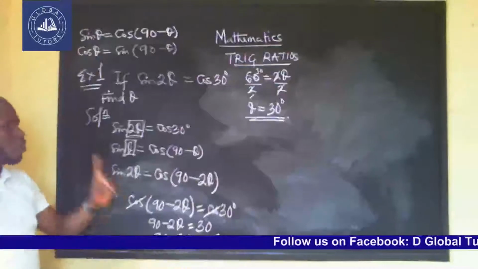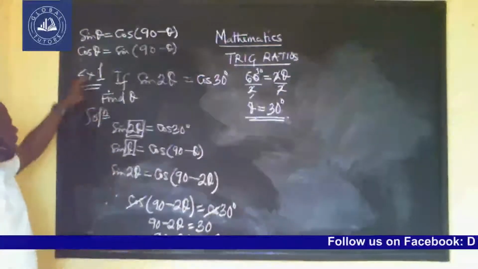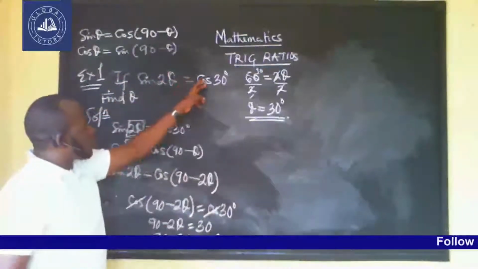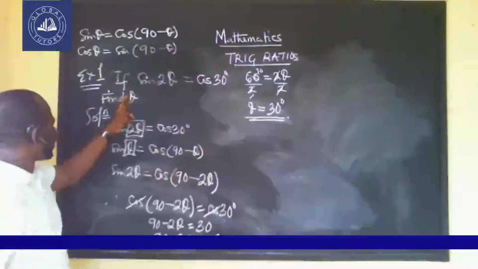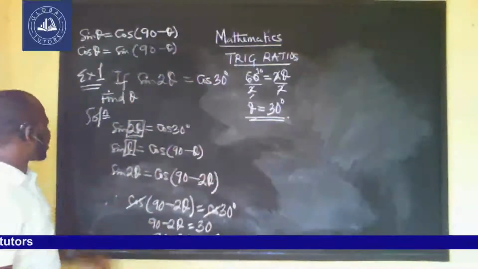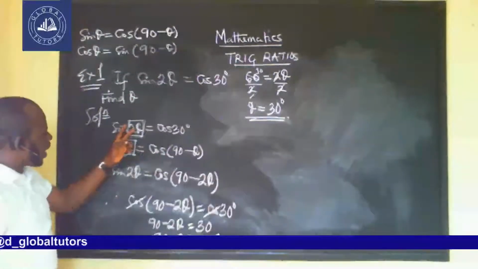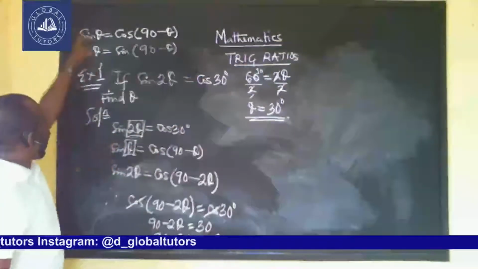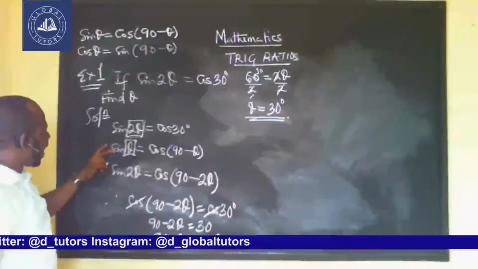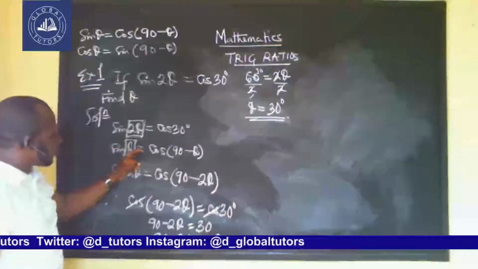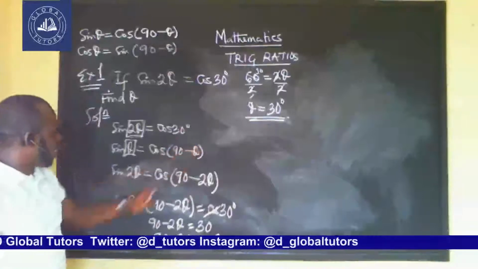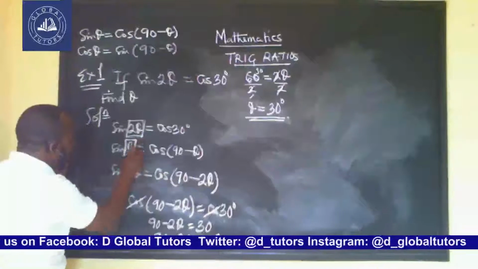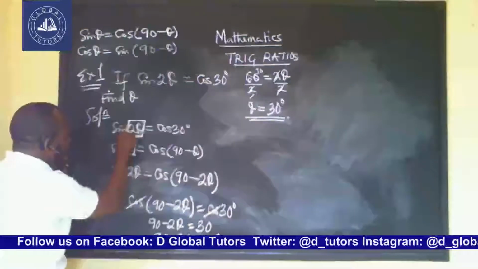That's example 1. I'll come again. The question says, if sine 2 theta equals cos 30 degrees, find theta. How do we solve that? Solution, sine 2 theta equals cos 30 degrees. What do we know? From above, we have established that sine theta is cos 90 minus theta. It follows therefore that everything you have here is the same as everything you have here.